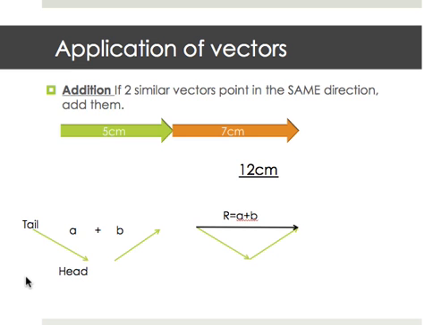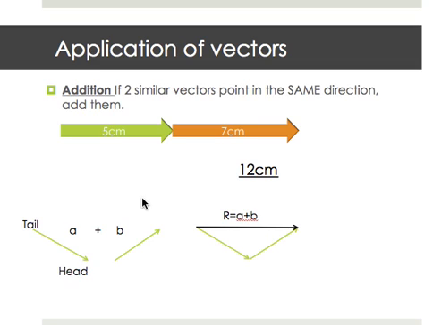So let's start using vectors and apply them in some problems. For addition of vectors, if two similar vectors point in the same direction, we can simply add them together. From simple arithmetic, we know that 4 cm plus 5 cm is equal to 9 cm, for example. As you can see, there are two arrows shown, and they point in the same direction. The green one has a magnitude of 5 cm, and the orange one has a magnitude of 7 cm. So we simply add 5 to 7, which gives us 12 cm as the answer.